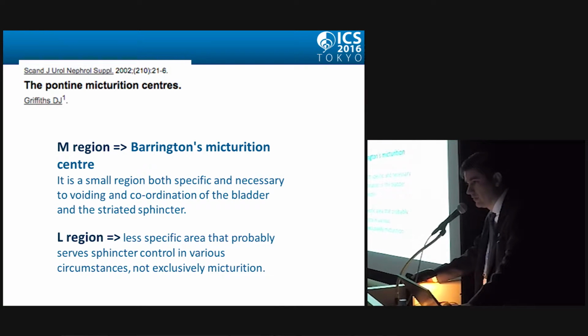And this is a very interesting paper showing that the M region, which is called the Barrington's micturition center, is a small region both specific and necessary to voiding and coordination of the bladder and the striated sphincter. But on the other hand, we have the L region, which is less specific area that probably serves as sphincter control in various circumstances, not exclusively micturition.